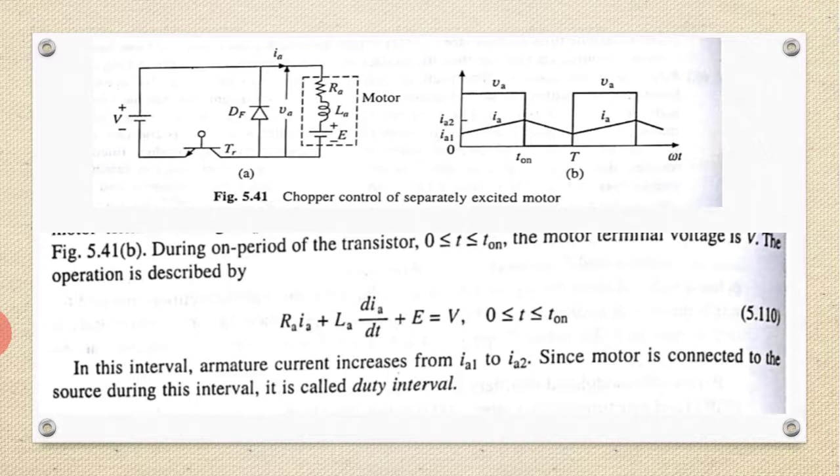In this interval the armature current increases because the supply voltage is connected to the motor. Hence the armature current increases from IA1 to IA2. If you look at the figure above, the armature current IA1 increases to IA2. Since the motor is connected to the source during this interval, it is called the duty interval.